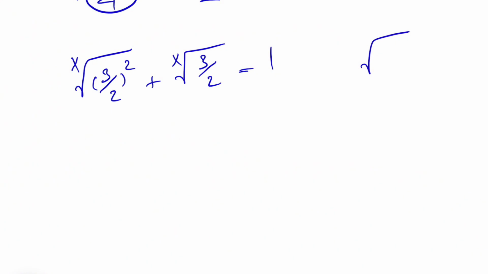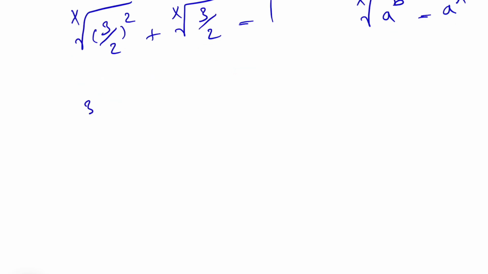And we know when we have the x root of a to the b, this will be equal to a to the power of b over x. And here from the first one we have (3 over 2) to the power of 2 over x plus (3 over 2) to the power of 1 over x. This will be equal to 1.